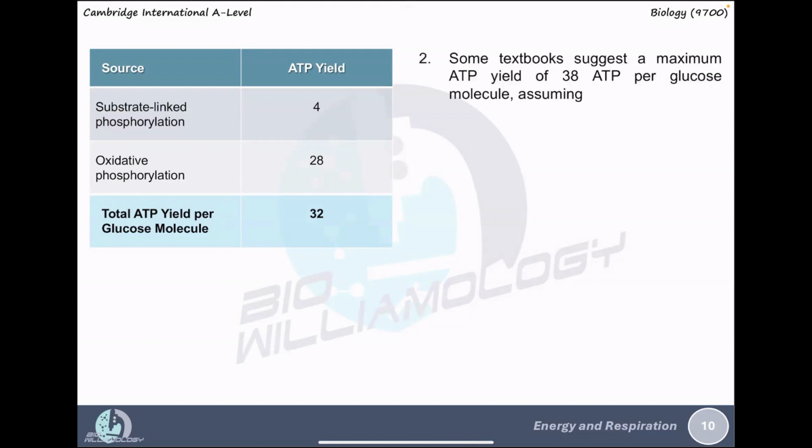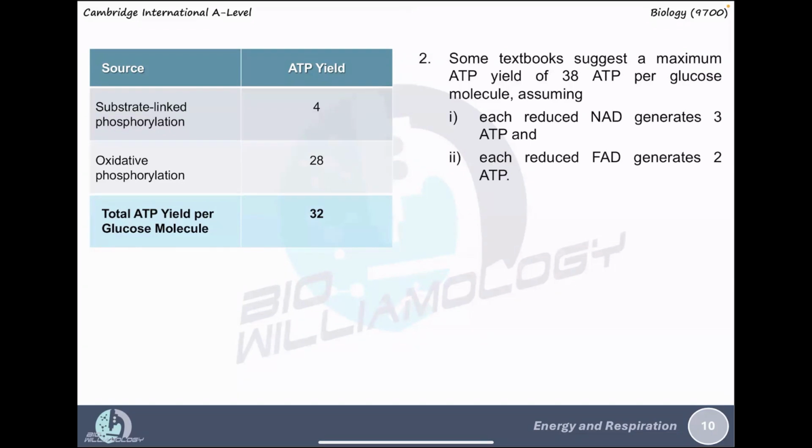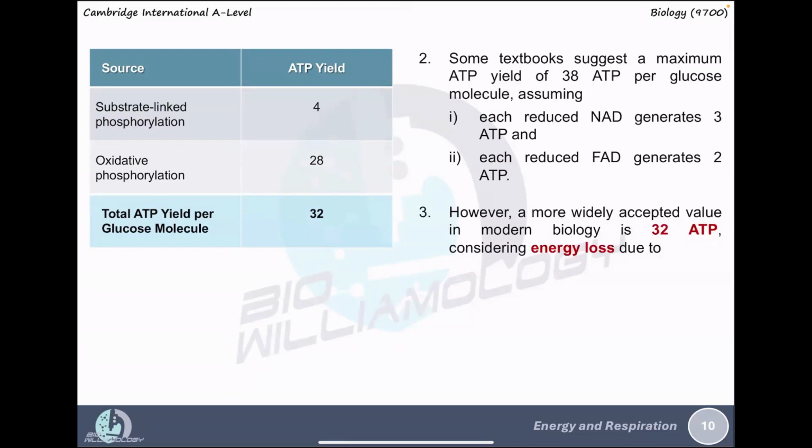However, some textbooks suggest a maximum ATP yield of 38 ATP per glucose molecule, with the assumptions that each reduced NAD generates 3 ATP and each reduced FAD generates 2 ATP. However, a more widely accepted value in modern biology is 32 ATP because there is energy loss. Okay, so with the idea of 38, that is a maximum number.